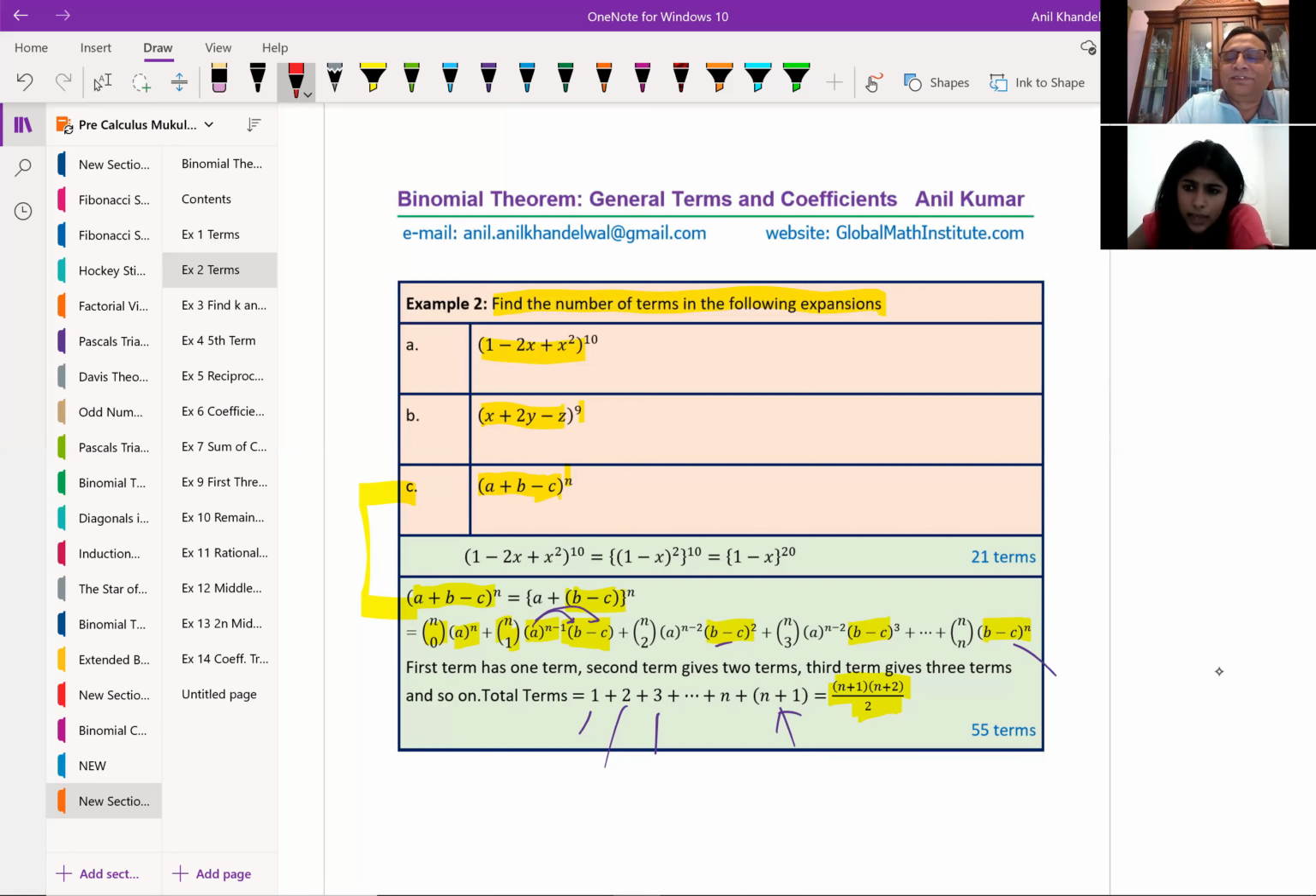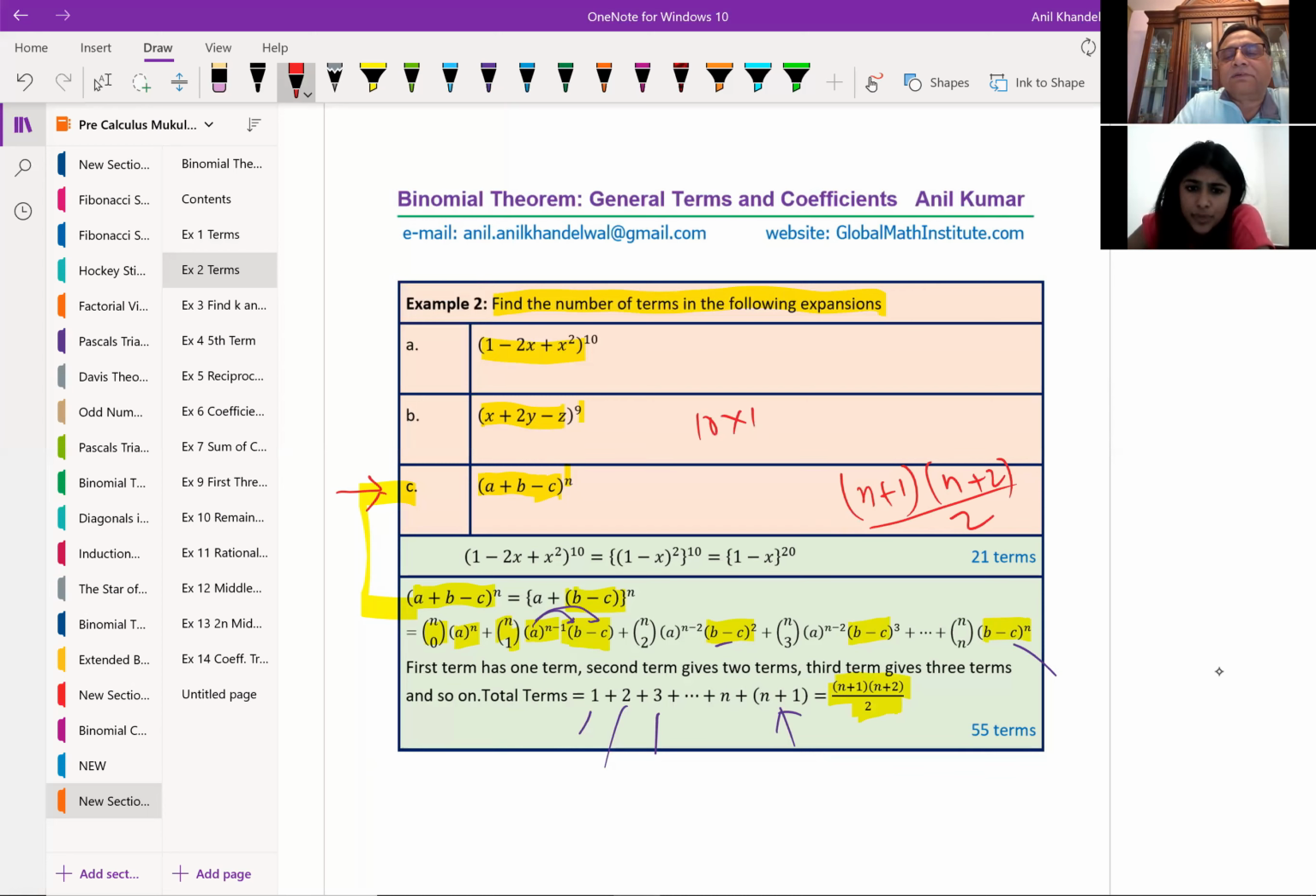Are you doing A? We'll start with C. There is a reason, you'll see that. The sum of natural numbers till n plus 1: n plus 1 times n plus 2 divided by 2. That is to be remembered. Right. Perfect.